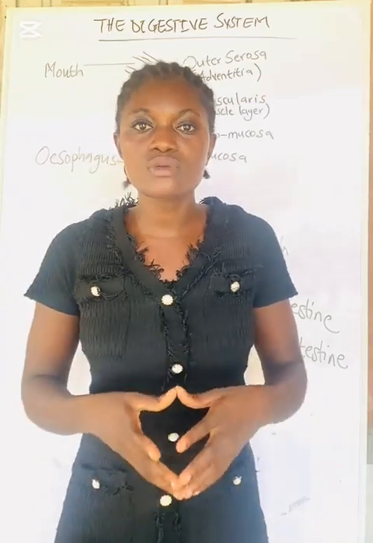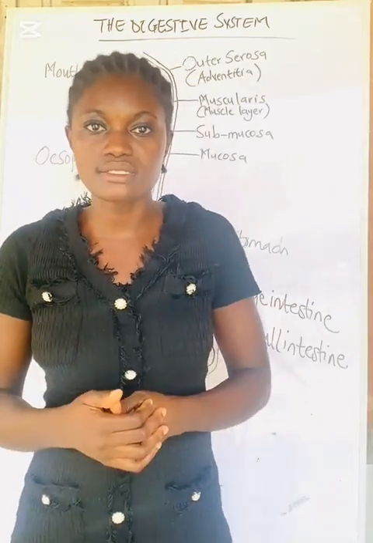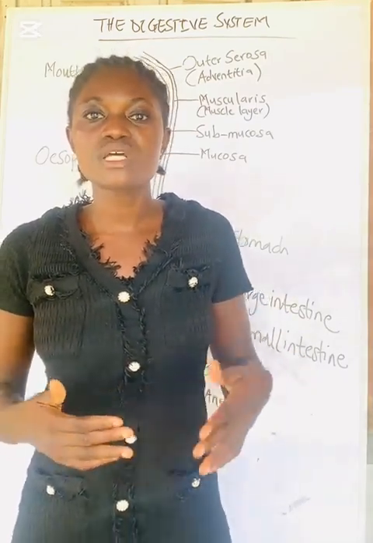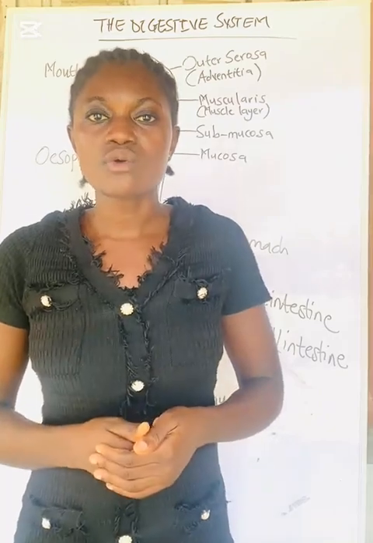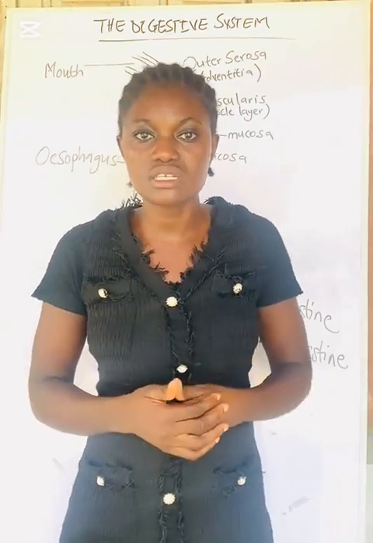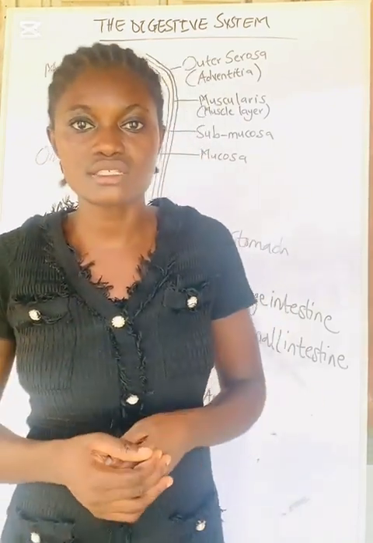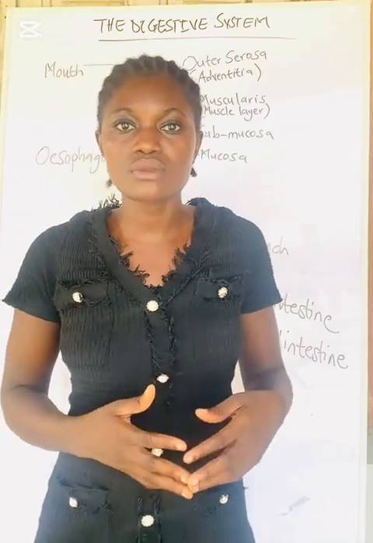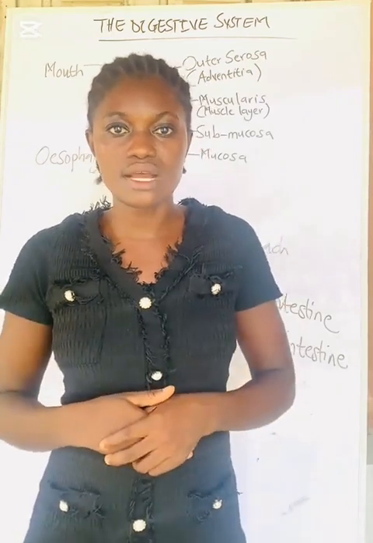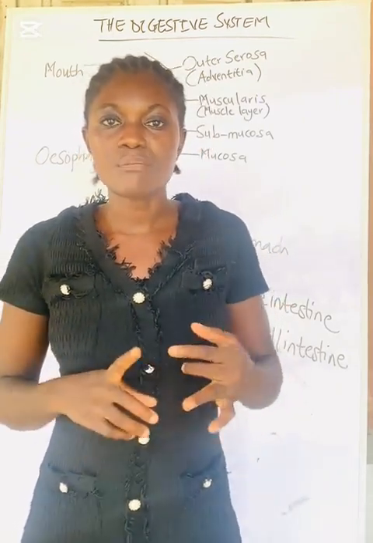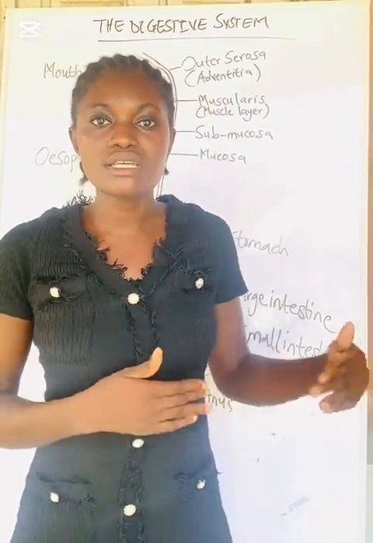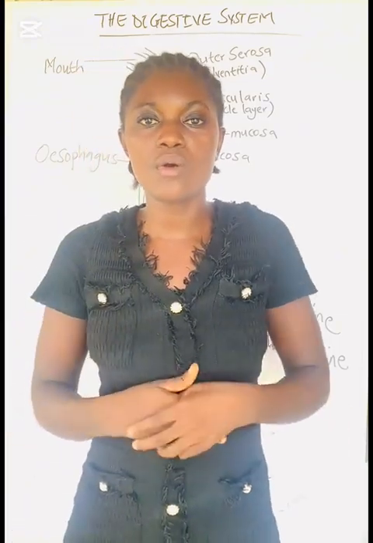A system consists of one or two organs. So the digestive system consists of the alimentary canal, which is the same as the gastrointestinal tract or the GI tract, that starts from the mouth and ends at the anus, with its associated organs such as the liver, the pancreas, the gallbladder, and among others. And this system consists of two or more organs.